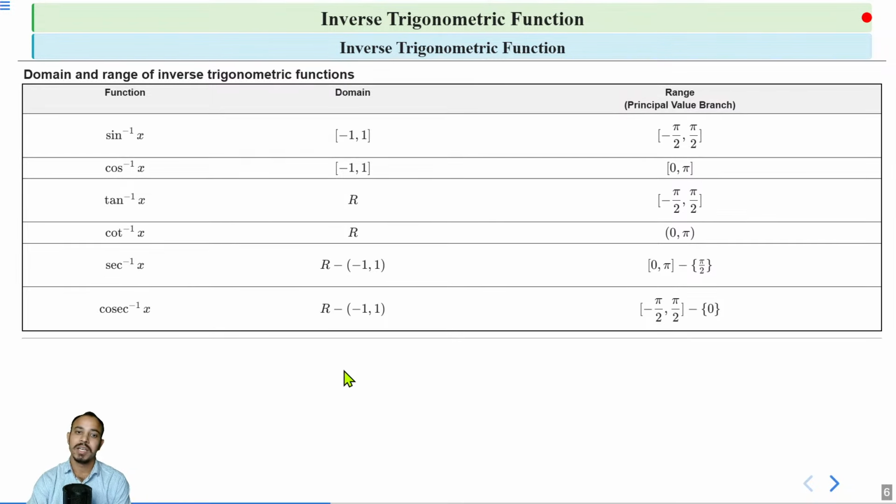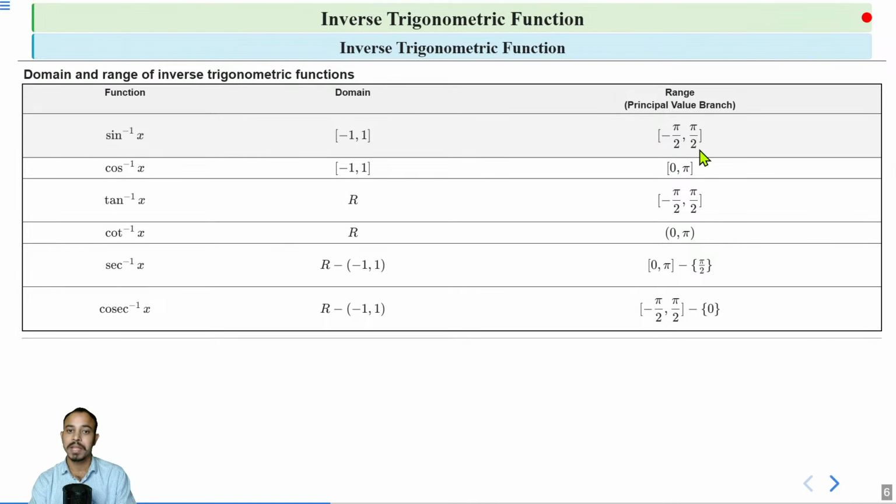See this table. In this table we have the inverse trigonometric functions and their domain and range. Basically, here we have given the range in the principal value branch. So for the inverse trigonometric function sin inverse x, the domain is the closed interval minus 1 comma 1. In the closed interval minus 1 comma 1, the sin inverse x function is one-one and onto, so it exists.